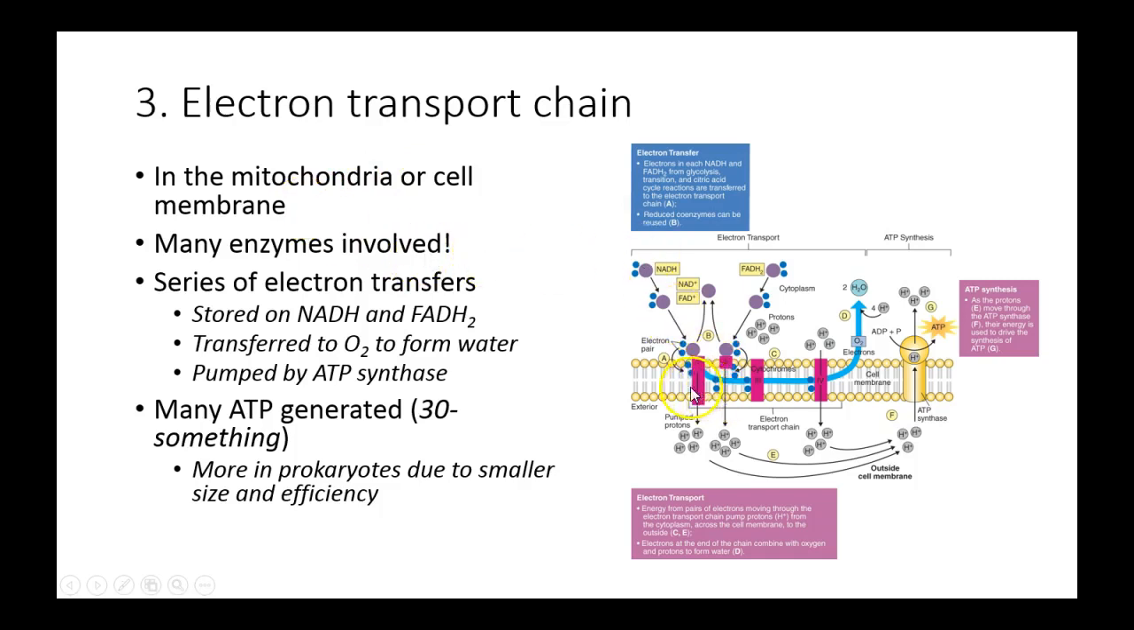Lots of enzymes involved. All these little pink figures here are enzymes. We're not going to go into that detail, but just trust me, there's a lot that are involved. And so these electrons just get transferred to these different proteins here, these different enzymes, and eventually they finally get delivered to oxygen, and that's where we get our water.